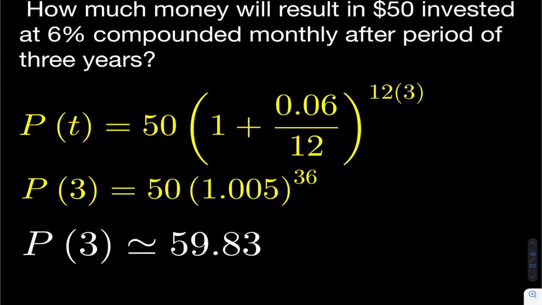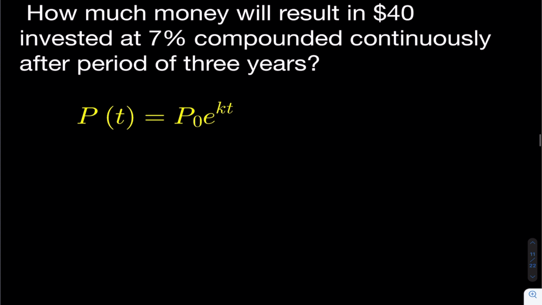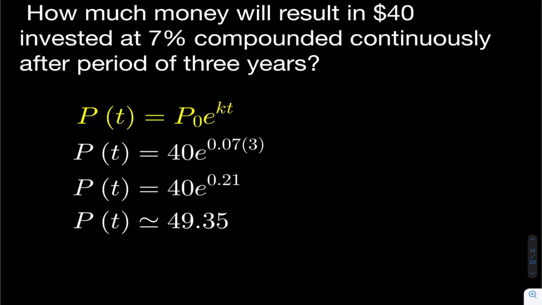All right, let's look at another problem. In the next problem here, we want to know how much money will result from $40 being invested at 7%. This time we're compounding continuously. So you can see here I went right to our continuous compound formula. I know my P naught value here is $40. I know that my growth rate is 7%, so I can write that as 0.07, and I know that T is 3. Subbing this all in, we get the following. 40 times e to the exponent of 0.07 times 3 gives me this value here, and getting that to 2 decimal places, I get $49.35.